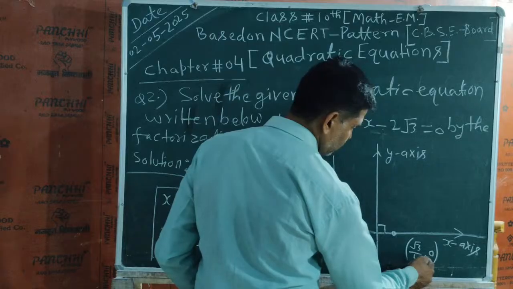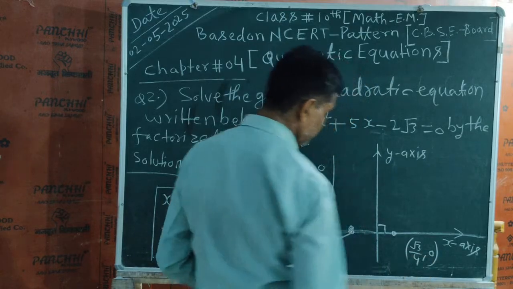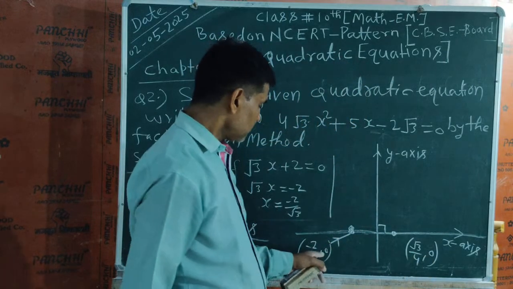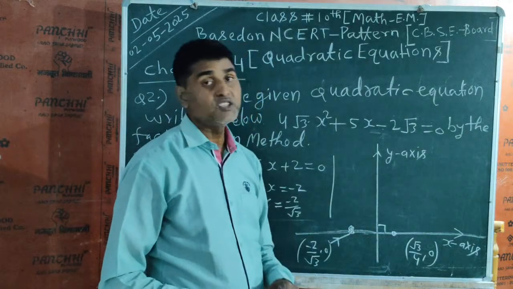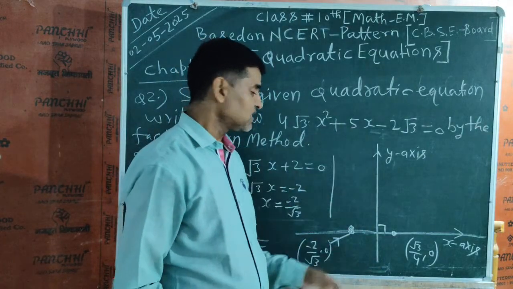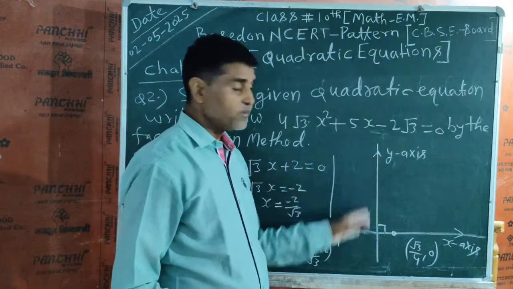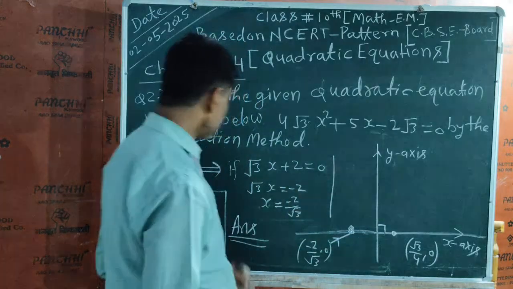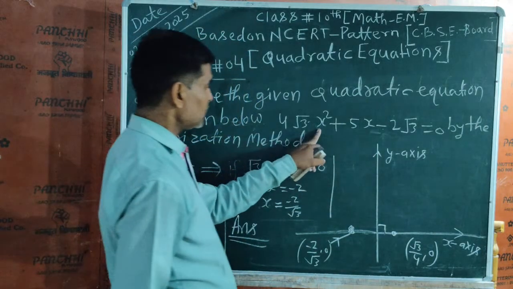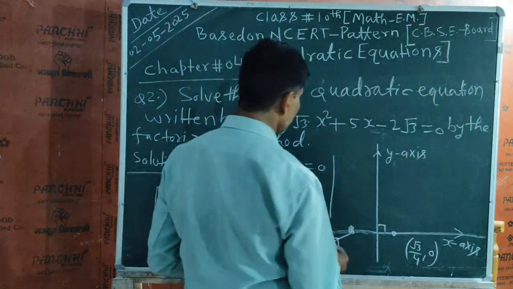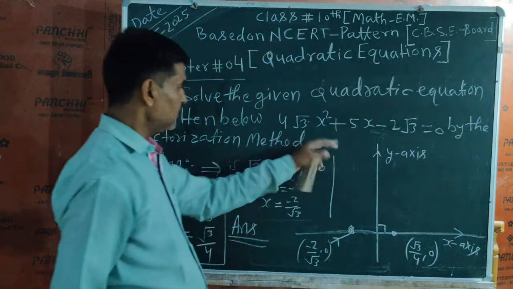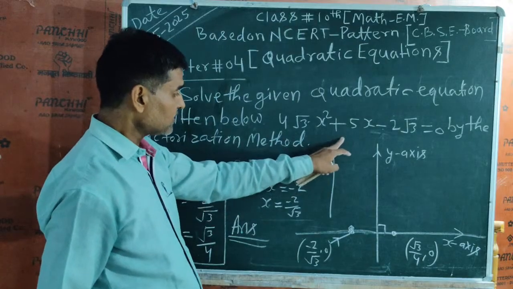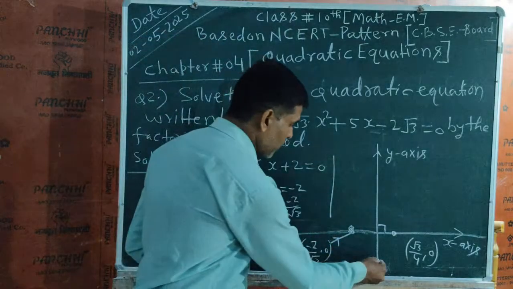So the value of y will be 0, because on the x-axis the value of y will always be 0, and on the y-axis I will say the value of x is always 0. Okay student, now this quadratic equation will open upward. Now it will cut the y-axis at the point.